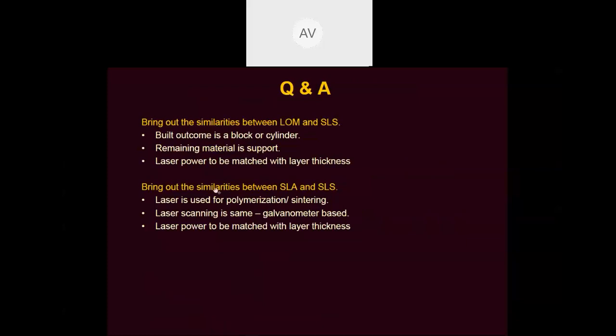Now, bring out the similarities between laminated object manufacturing and SLS. The build outcome is a block or a cylinder. The remaining material is a support, and the laser power is to be matched with the layer thickness. So these are the similarities between LOM and SLS. In the last lecture we saw LOM, and there also we put the laminas and cut them with the laser.